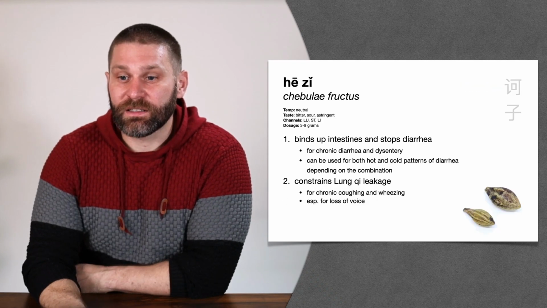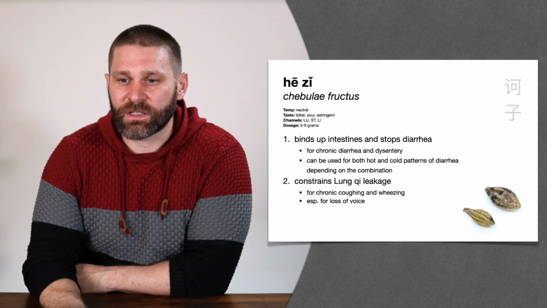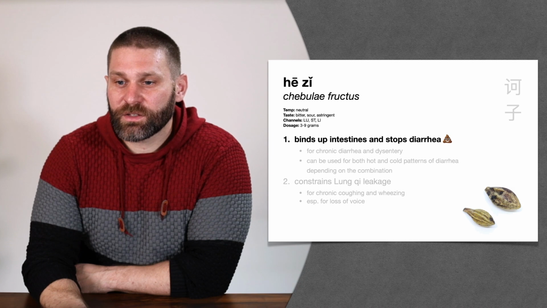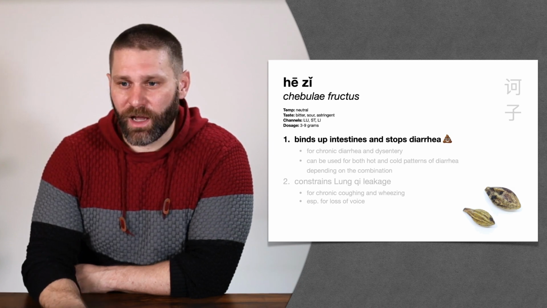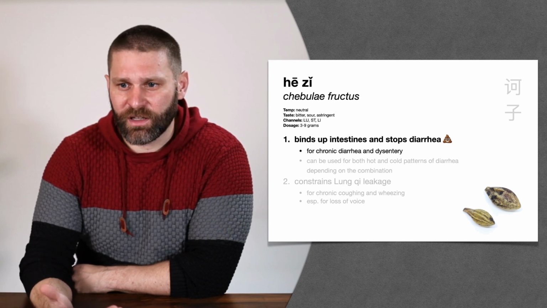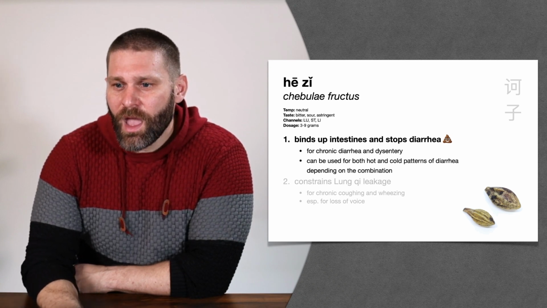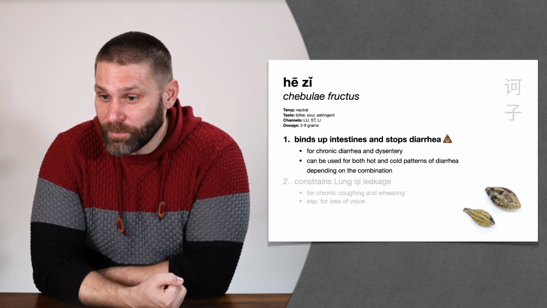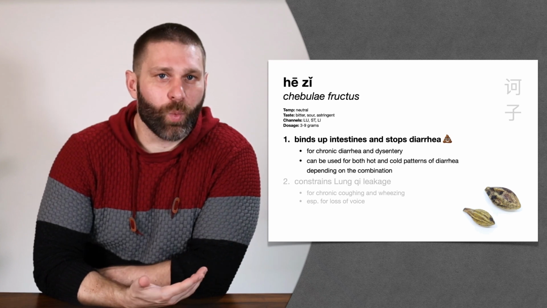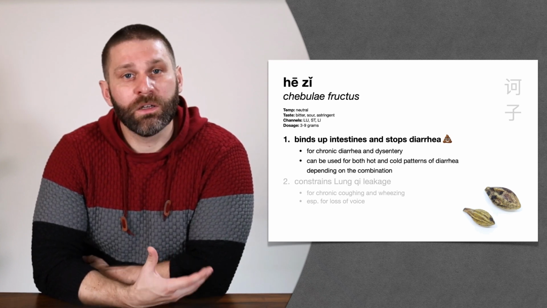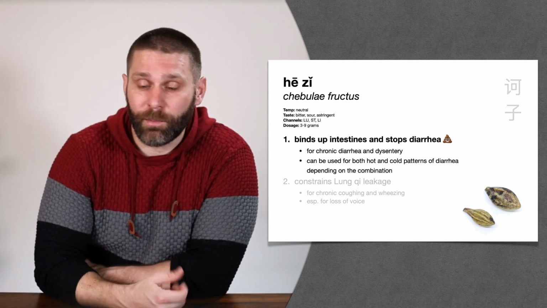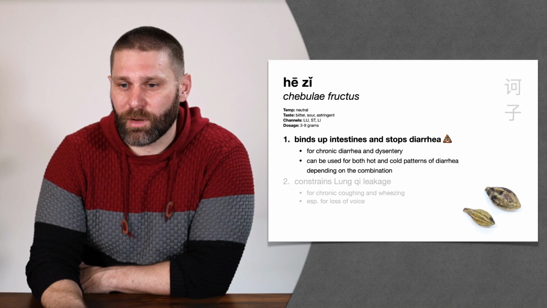Next is He Zi, Chebulae fructus. He Zi, its main action is binding up the intestines to stop diarrhea. So this is for chronic diarrhea and dysentery. And notice that this one is neutral in temperature, so it can be used for both hot and cold patterns of diarrhea, depending on what other herbs we combine it with. So He Zi is very good for binding the intestines and stopping diarrhea, and because it's neutral in temperature, that makes it very versatile. That's the main thing I would remember about this.